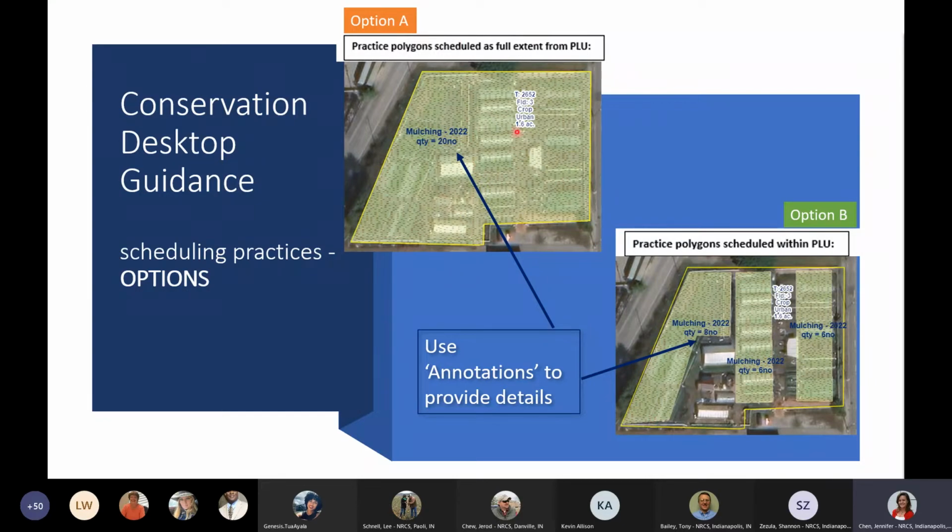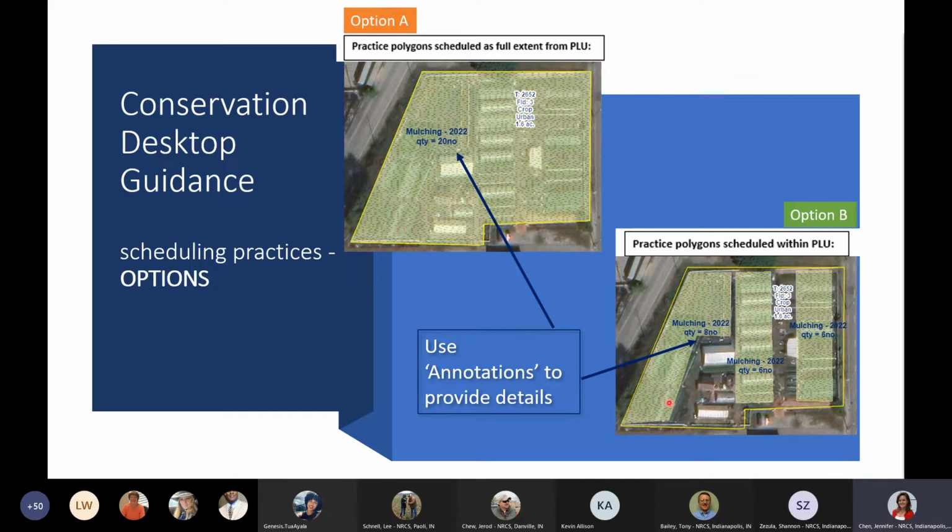We've got that 1.6 acre field, and we've worked with the client, and they're planning to mulch a series of beds and areas this spring, let's say. Based on that standard unit that Kevin reviewed, this equates to 20 units worth of mulching to be implemented. When we talk about scheduling that in Conservation Desktop, we've got a couple options. We can create a whole field practice, or full extent practice, which you can see here: this mulching symbol covers the entire footprint of the PLU.